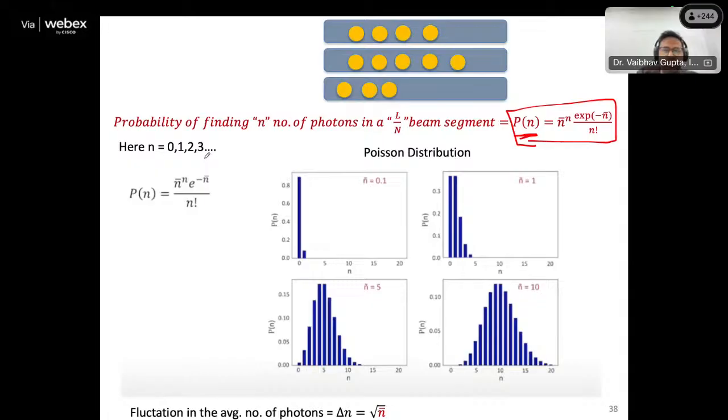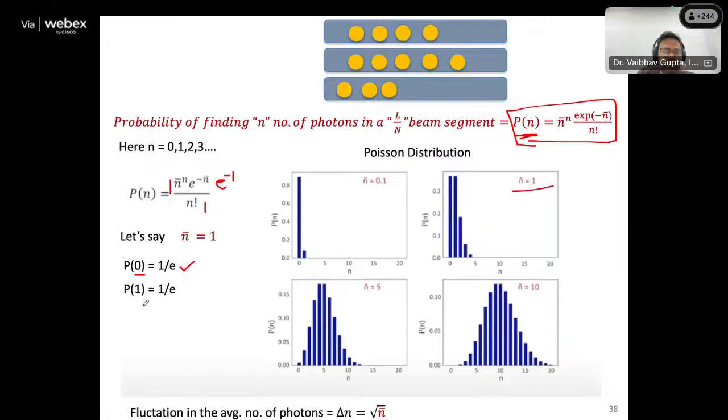So for example, let's say the mean value n bar is 1. Let me try to find the probability of 0 photons. So n is 0, n bar is 1. If you put this in the equation, n is 0, 0 factorial is 1, and e to the power minus 1 because n bar is 1. So this becomes e to the power minus 1. And 1 to the power 0 is also 1. So this will become 1 by e, right? So the probability of finding 0 photons is 1 by e.